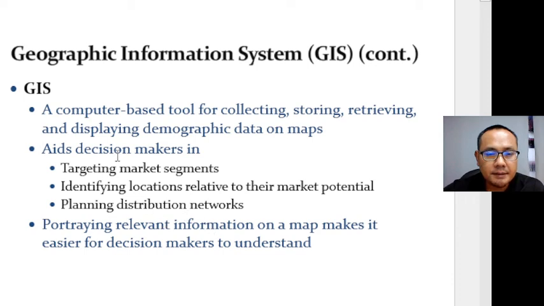It can aid decision makers by using the GIS. It can aid in targeting market segments, identifying locations relative to their market potential, and planning distribution networks. So it's very helpful now. It is quite easy for us to get information using this technology and it can help us make decisions in terms of how we can target the market.